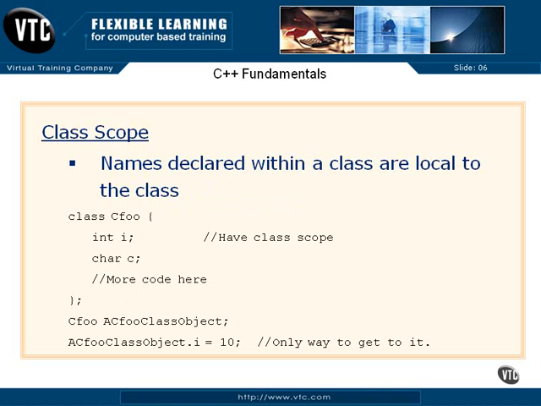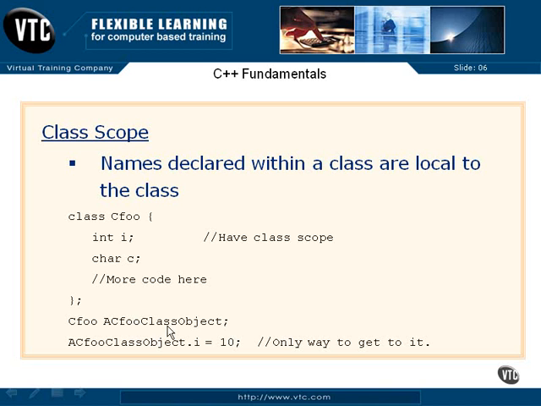And then this is class scope. Names that are declared within a class are local to the class. So here we have a class called CFoo. Use the uppercase C to denote that this is a class, not a function. And we have our integer I and character C and more code down below there. Here we're going to make a new class object. The type is CFoo. That's our class. And we're going to make a CFoo class object.